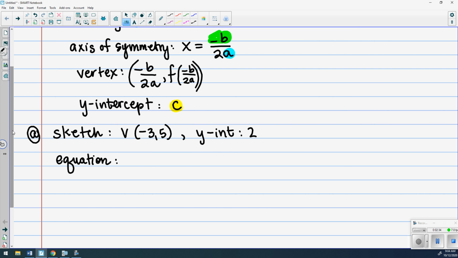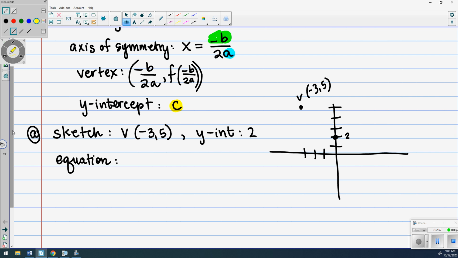All right, so what do I know for sure? I know that I can go to the left 3, up 1, 2, 3, 4, 5, and that's roughly my vertex. Then my y-intercept is 2, so that's going to be this point right here. This is the vertex, negative 3, 5. My vertex lies on the axis of symmetry, so if I were to graph that axis of symmetry, then check this out.